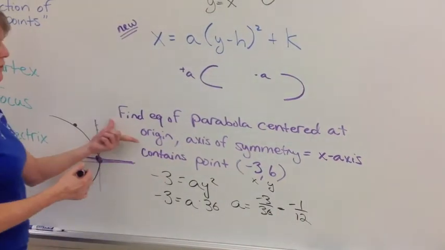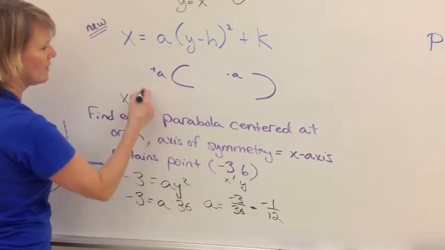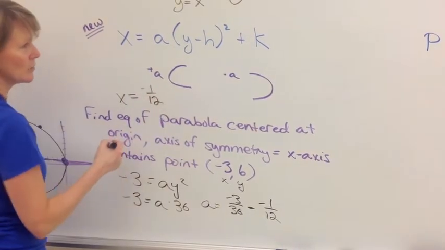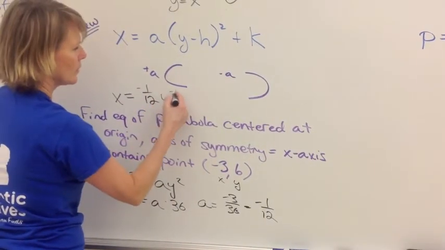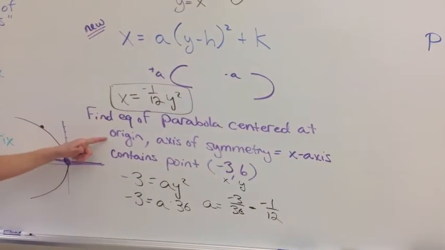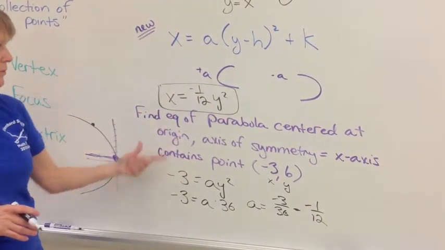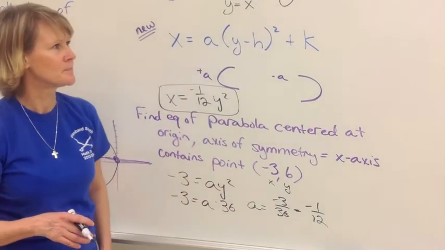So the equation for this simply would be x equals, my a value I just said is negative 1 over 12, times y squared. That is the equation of a parabola centered at the origin. There's no change in the h and k. I found my a value using my x and y values.